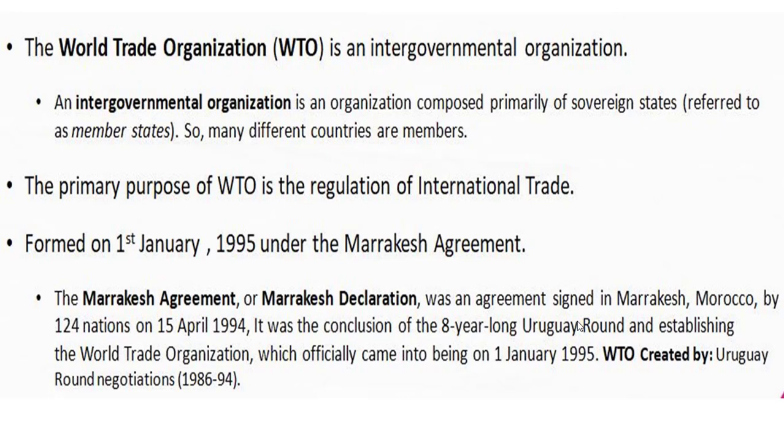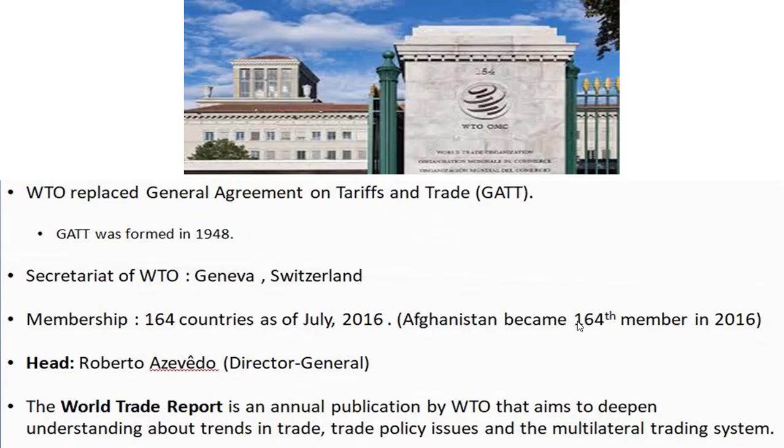Okay, it's a Middle Eastern, African Middle Eastern country. The Marrakesh Agreement or Marrakesh Declaration was an agreement signed in Marrakesh, Morocco by 124 nations on 15th of April 1994. It was the conclusion of the 8-year-old Uruguay round and establishing World Trade Organization, which officially came into being on 1st of January 1995. So it was formed on 1st of January 1995. So if somebody asks how WTO was created, what was the main event, Uruguay round negotiations is the answer.